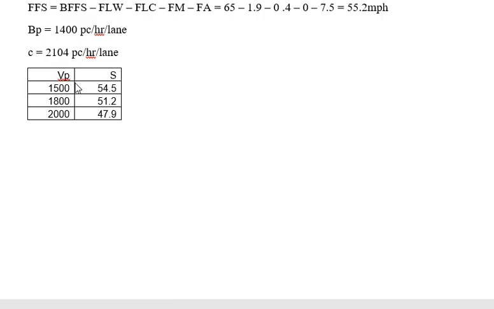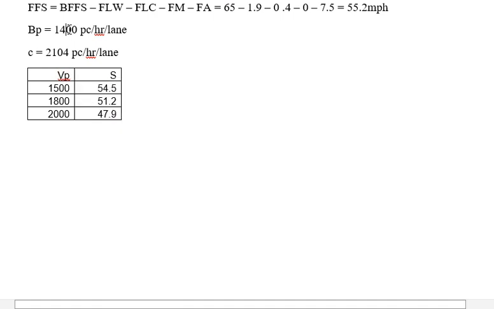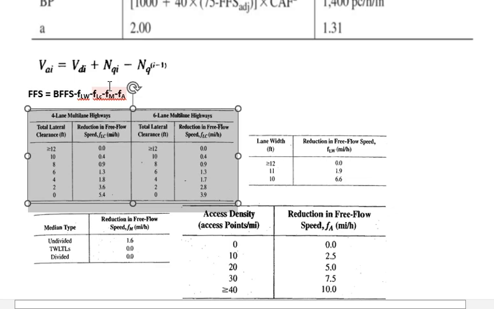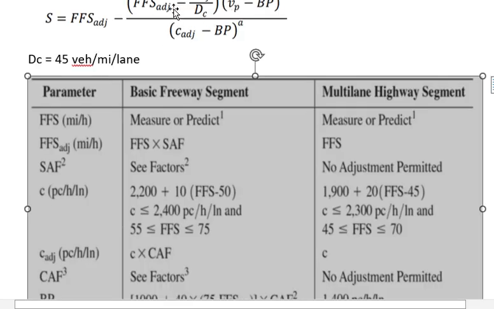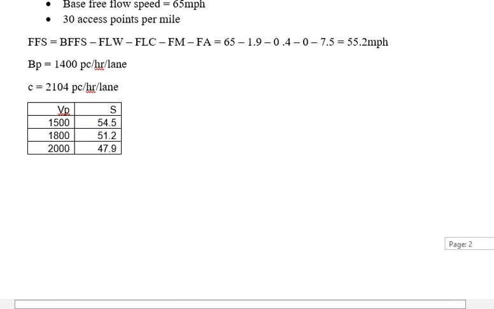So a lot of changes: breakpoint has changed, the capacity has changed. The VP value has to be more than the breakpoint, because if you are taking the breakpoint, then it's the free flow speed. We already know that. These are the values for VP which I assumed, and these are the S values which I calculated from this equation. The breakpoint 1,400, capacity calculated, DC same, free flow speed which we calculated, A value from this table.